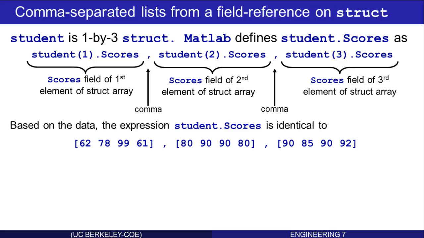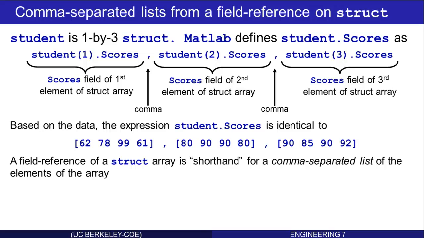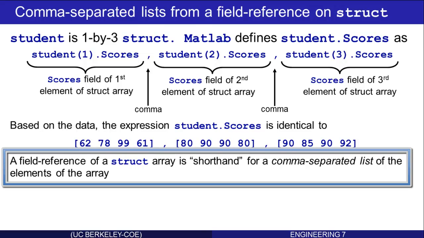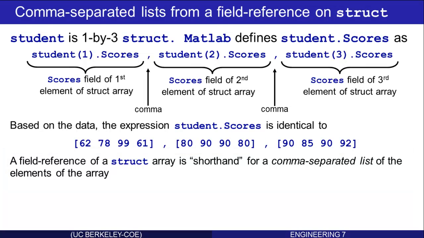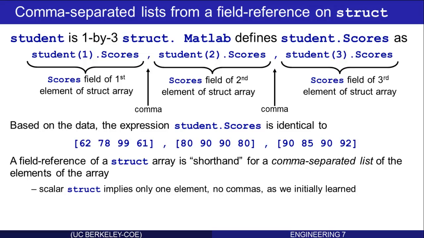Based on the data that is in student, the expression student.Scores is identical to, and all I've listed here is the 1x4 arrays of each of the scores, and I have them separated by commas. Notice that it is a comma-separated list of objects. So Matlab defines a field reference of a struct array as just shorthand for a comma-separated list of the elements of the array. Here, the array had three elements, which is why we have three objects separated by two commas. A scalar struct, which is what we learned about at first, a structure that only had one element, when we make a reference to its field, it's one element, and therefore there's no commas, as we initially learned. It's just a normal field reference.